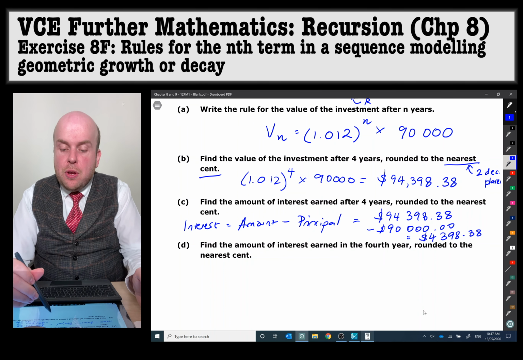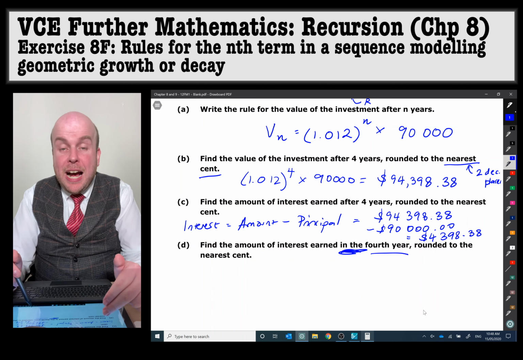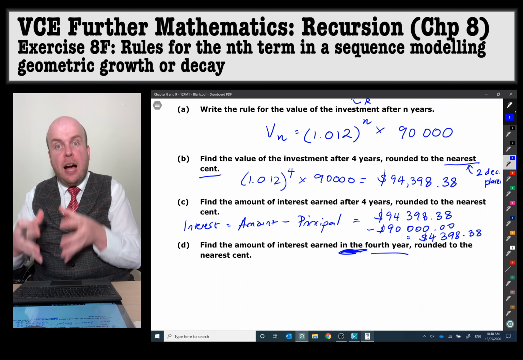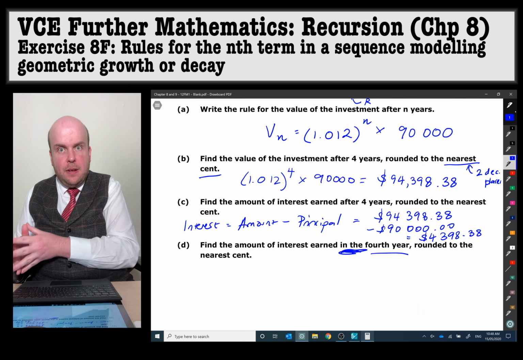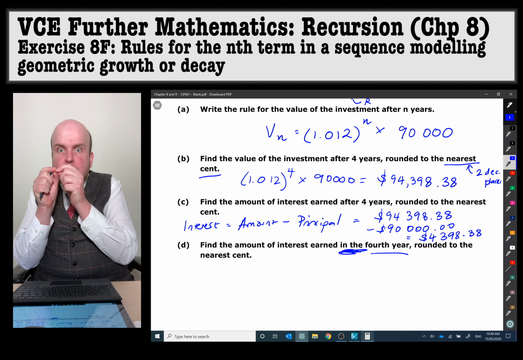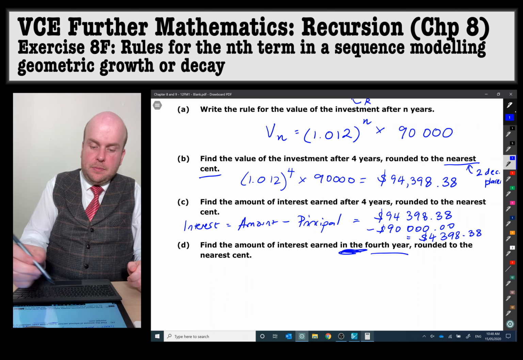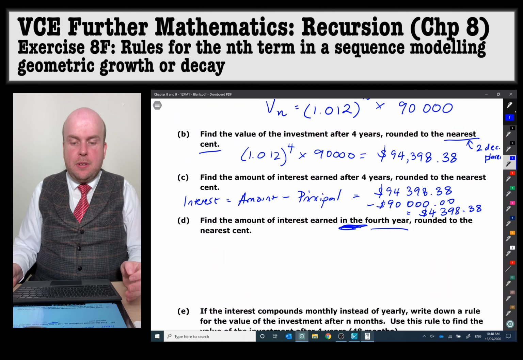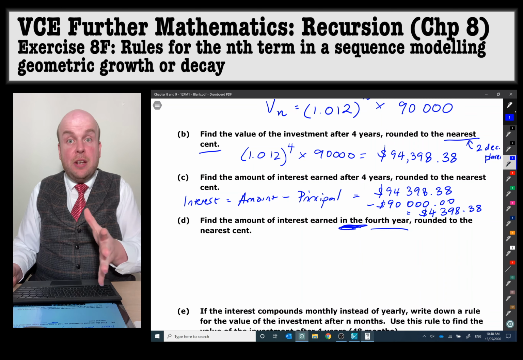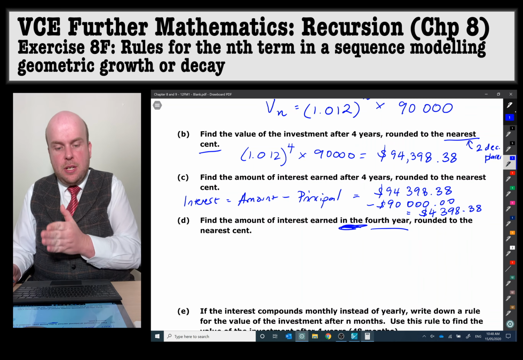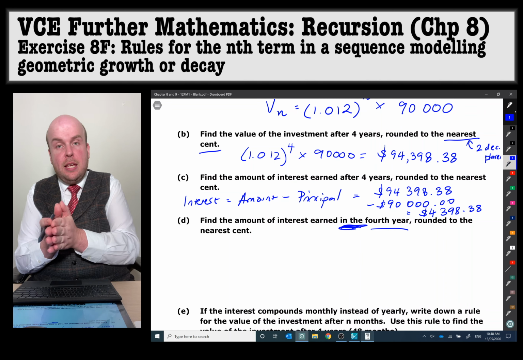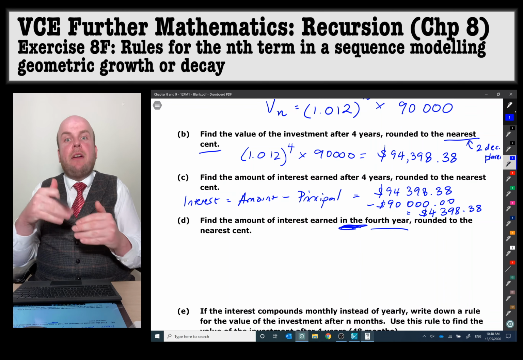Find the amount of interest earned in the 4th year, rounded to the nearest cent. Part C was asking how much interest I had after 4 years, so that was the interest accrued over that time. D is asking how much it increased from the 3rd year to the 4th year. So we're going to find the total after 3 years, and then subtract that from the total after 4 years.